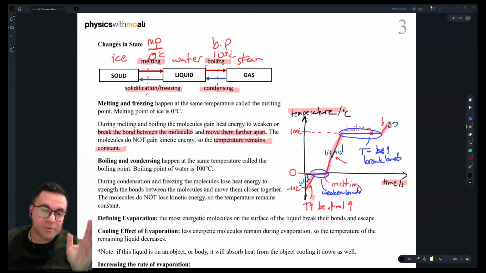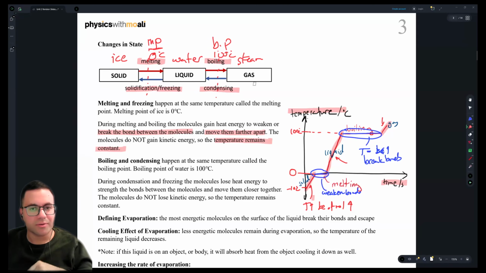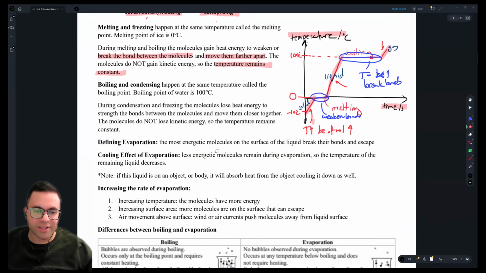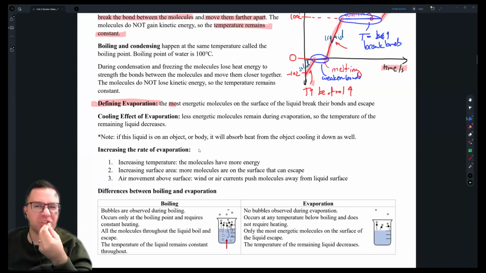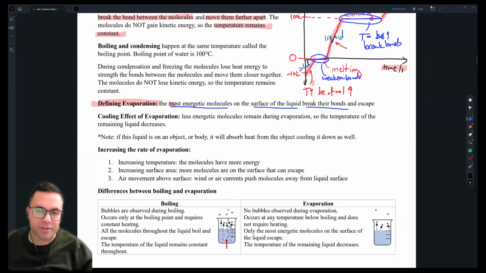Remember, there's a difference between boiling and evaporation, even though they're both the change in state from liquid to gas. So what is evaporation? Evaporation is when the most energetic molecules, and you have to memorize some of these definitions, this unit is a very wordy unit, you have to describe a lot, it's when the most energetic molecules on the surface of the liquid break their bonds and escape.